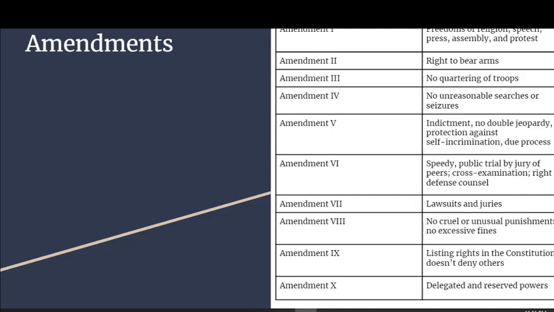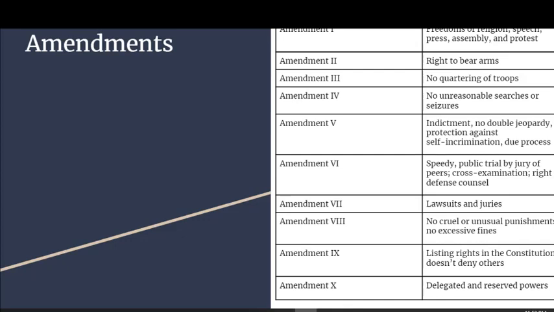Now we have Amendment 6. It's a speedy public trial by jury of peers. There's cross-examination and right to having a defense counsel. Now, Amendment number 7, there's lawsuits and juries related in this amendment. Moving on to Amendment number 8, there's no cruel or unusual punishments and no excessive fines.